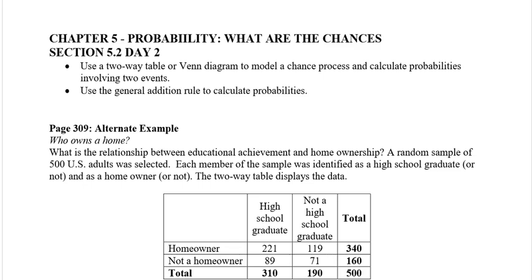Alright, so in this video we're going to look at two-way tables and Venn diagrams to model chance processes. We're also going to use the general addition rule to calculate probabilities. And the first thing I want you to do is look at who owns a home.